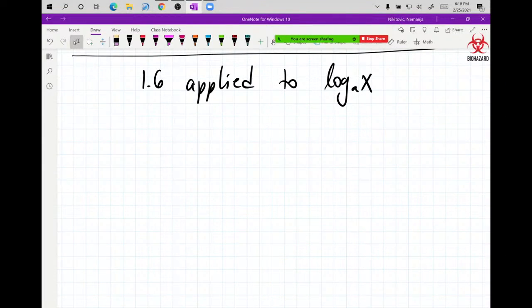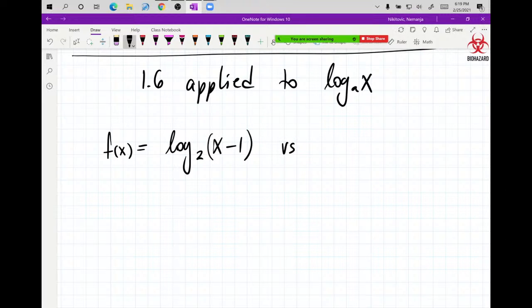Now, let's say you have your f of x equal log base 2 of x minus 1, versus, let's go with the g of x over here. You can use any letters for functions. log base 2 of x, minus 1. Is this the same?